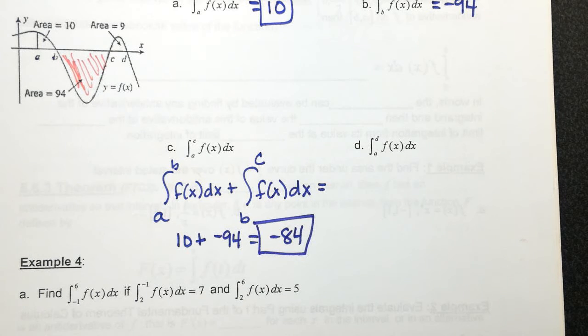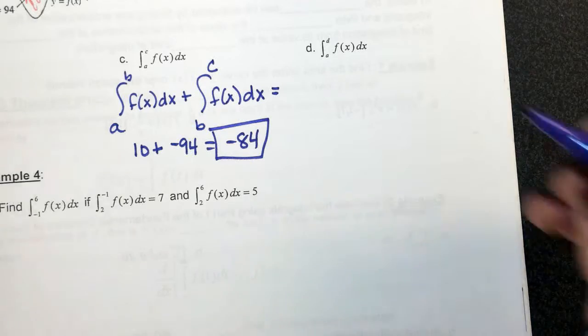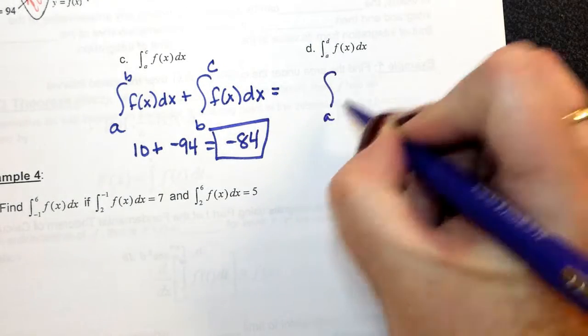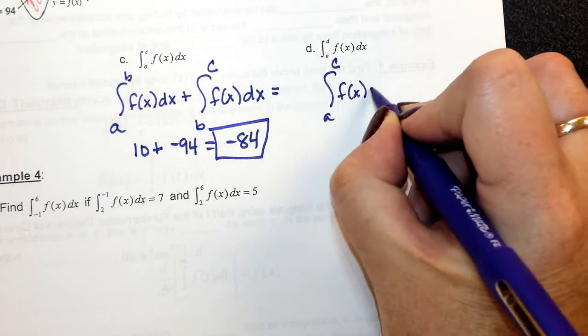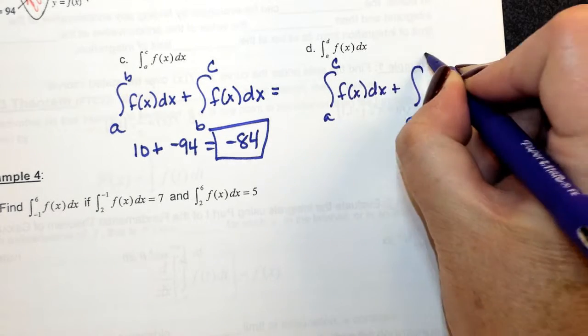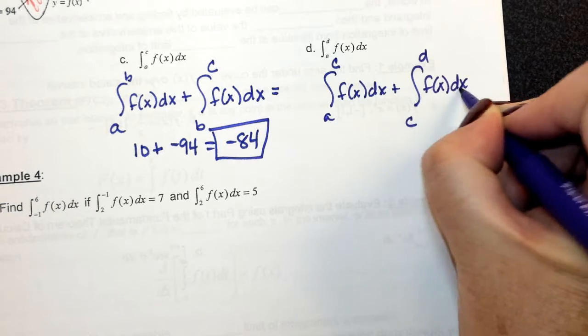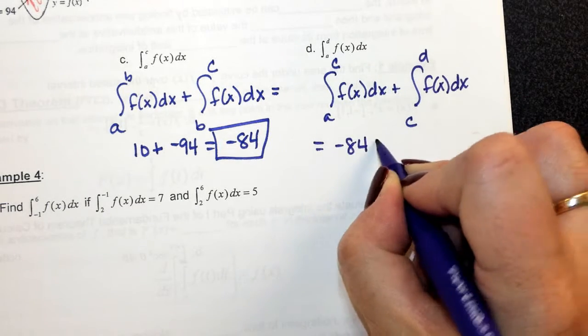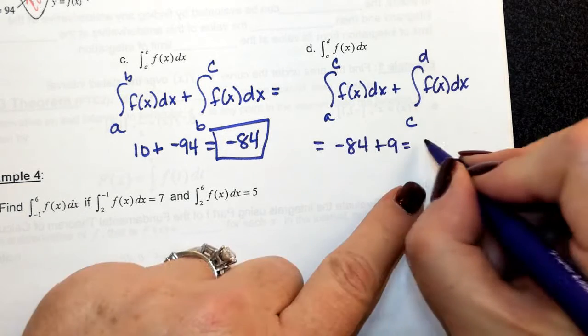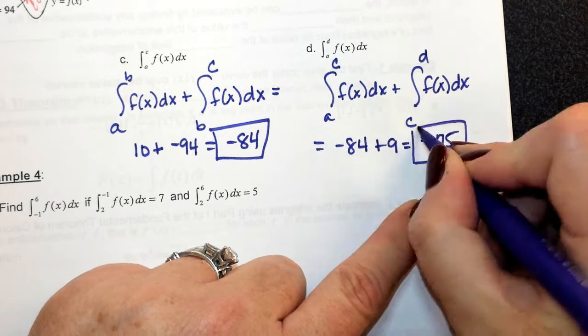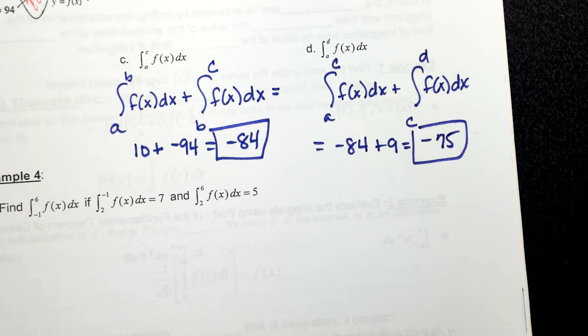So any questions on that? You guys go ahead and do D for me on your own. So did we all get negative 75?